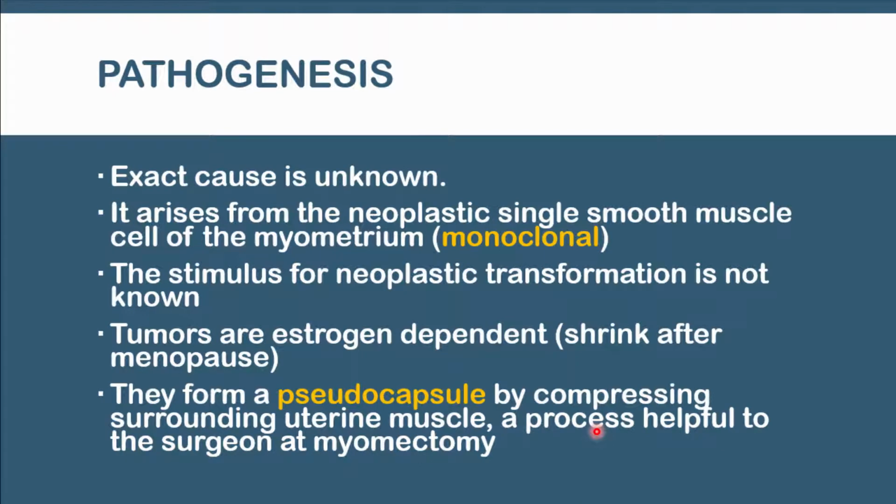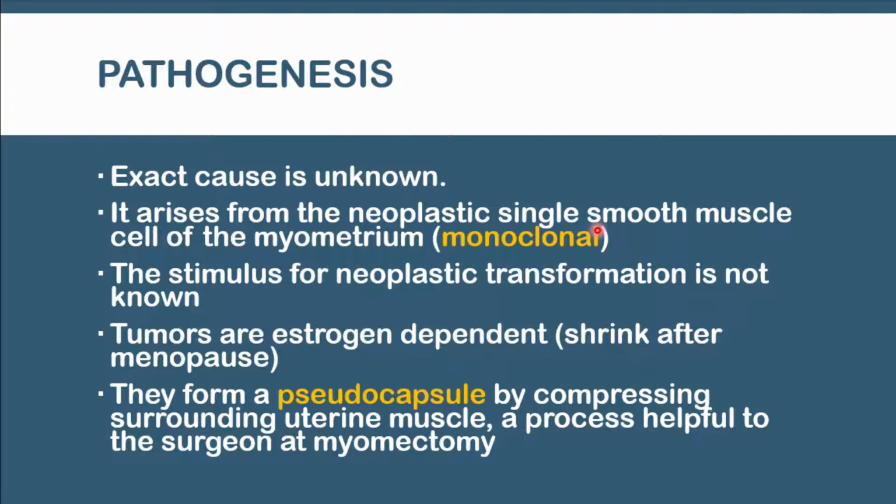Now, we don't really know what exactly is going to be causing these fibroids to occur, but what we assume, or what is believed, is that you actually have a single smooth muscle cell that becomes neoplastic and then starts growing out of proportion and grows into this tumor. So these tumors are referred to as monoclonal tumors because they're going to be arising from one single smooth muscle cell.